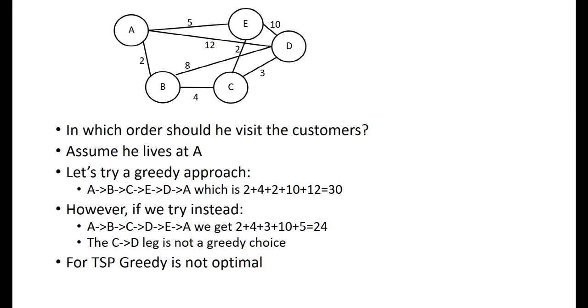So we go to E, and then once we're in E, we've got to get to D. Yeah, because we haven't visited D yet. So we go from E to D, but that's a little expensive. That's 10. And then once we're at D, we need to get back to A. Our path from D back to A is 12. So we go A, B, C, E, D, A, and that's 2 plus 4 plus 2 plus 10 plus 12. So that's a total distance of 30.